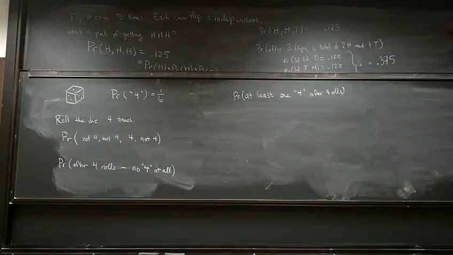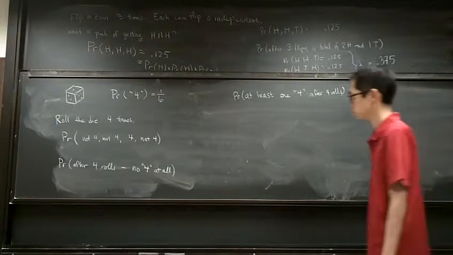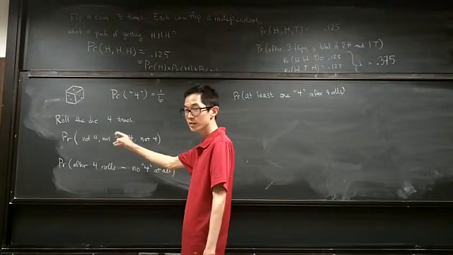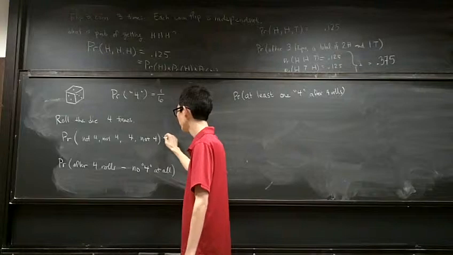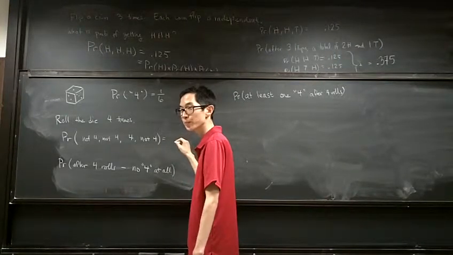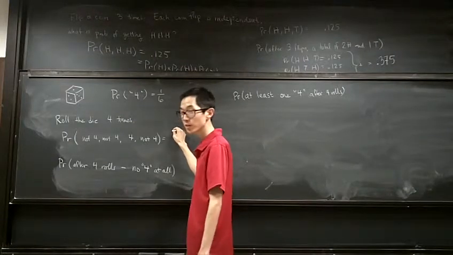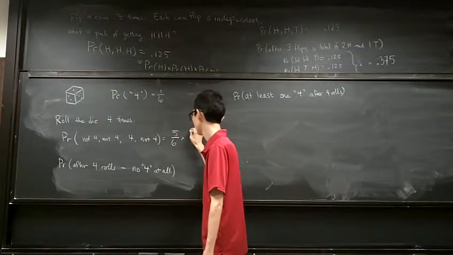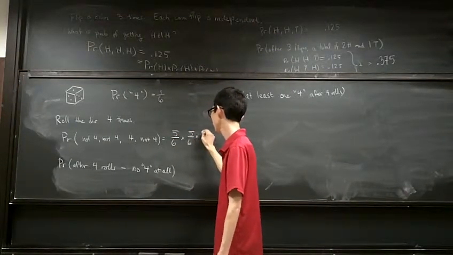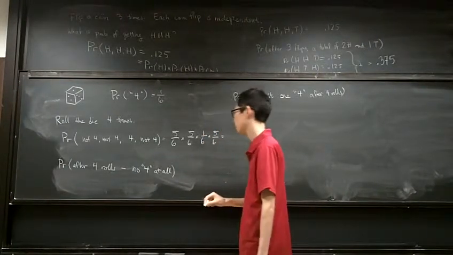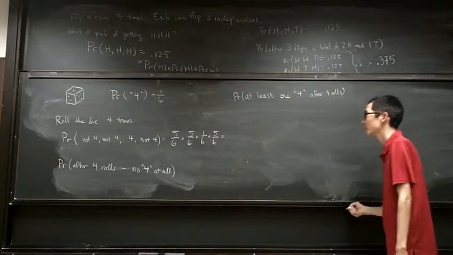Okay, let's tackle each of these one at a time. I rolled the die 4 times. What's the probability that I see this sequence where the first one is not a 4, the second one is not a 4, the third one is a 4, but the last one is not a 4? Okay, this is going to be the first. It's a sequence. 5 out of 6 times, 5 out of 6, 1 out of 6, 5 out of 6. Excellent.